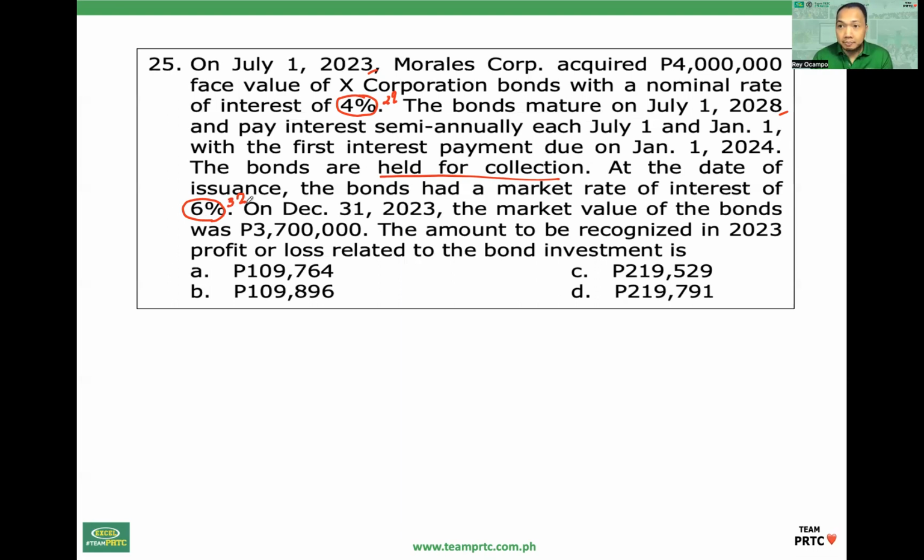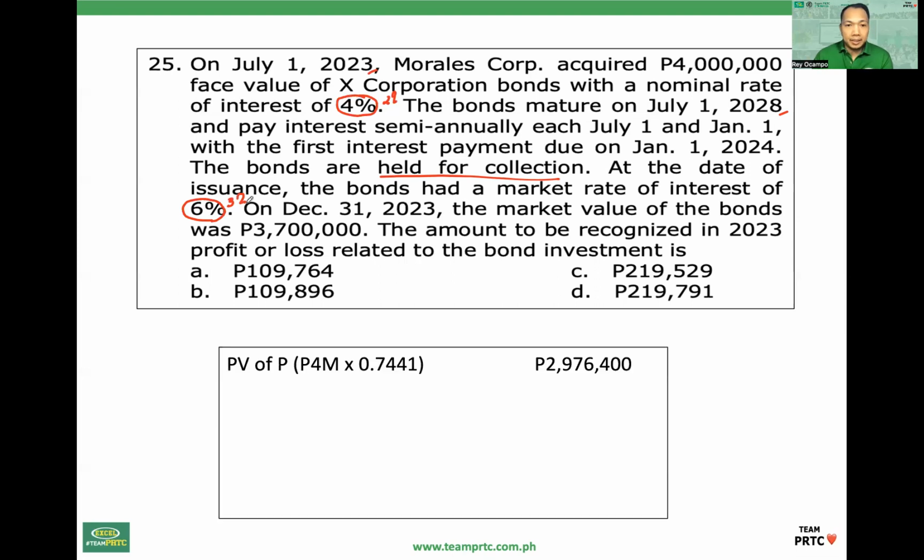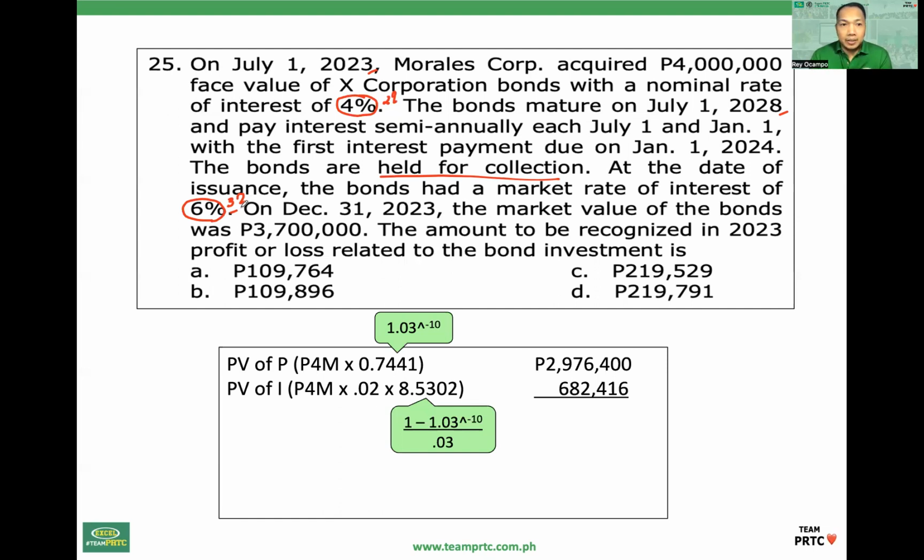So to get the purchase price, discount the cash flows using the market rate. Principal, 4 million. Interest, 4 million times the 2% semi-annual rate. The cash flows are discounted at what rate? 3%, for 10 periods. We converted the rates into semi-annual, and since it is 5 years, times 2, so 10 periods. So the principal and interest discounted at the market rate of 3% for 10 periods, the total is the purchase price.